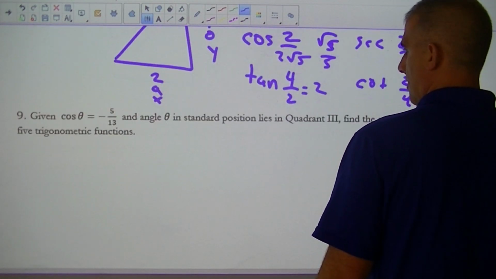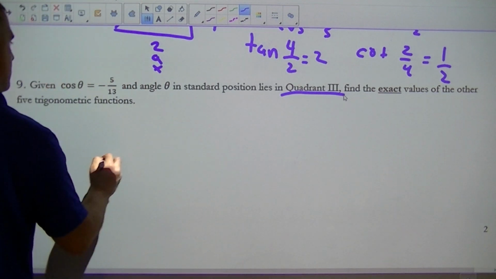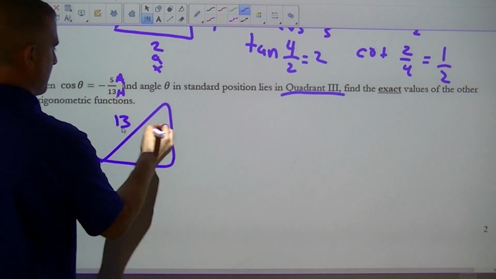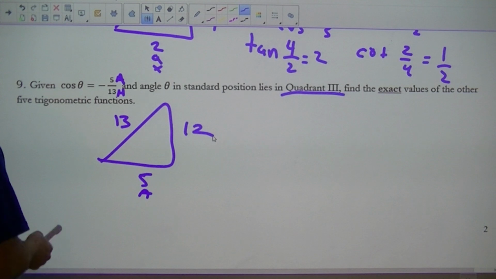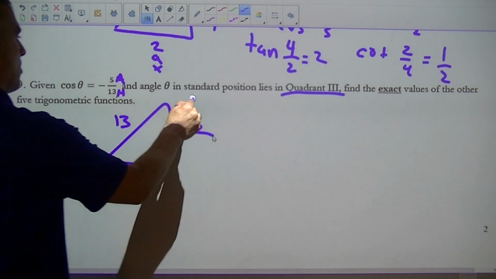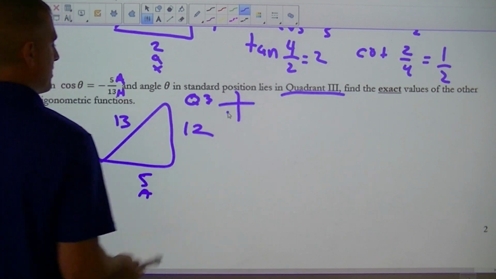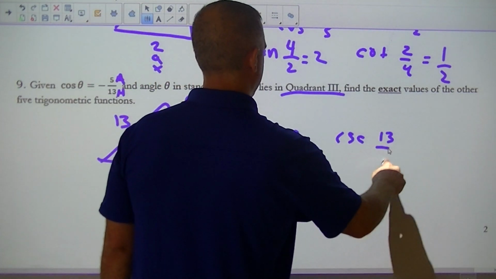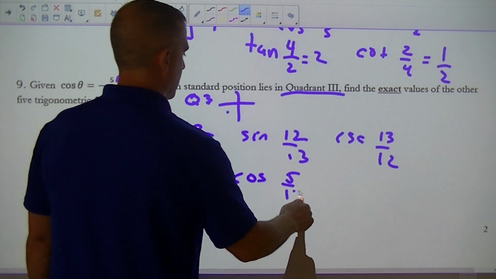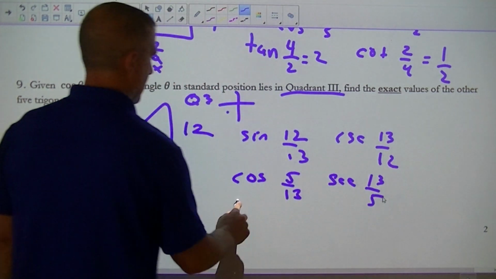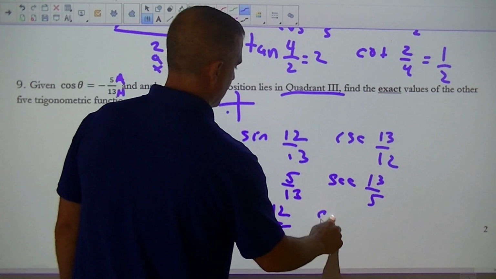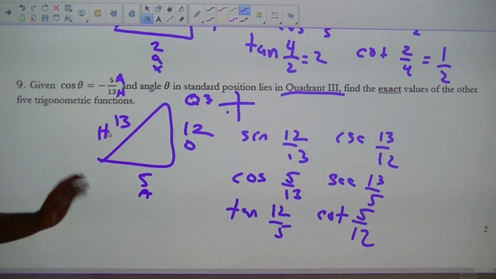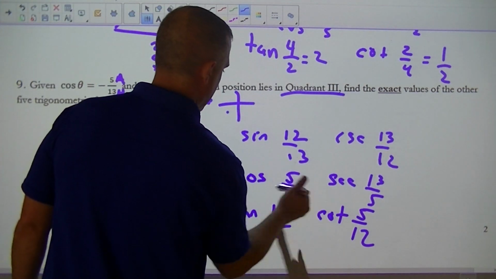Moving on. Similar concept. Quad 3. So what I use is this is A and this is H. Meaning this missing one will be 12. You can use the Pythagorean Theorem or the triples. Now since you're in quad 3, the only things that will be positive are tan and cotangent. So sine is 12 over 13, cosecant 13 over 12. Cosine 5 over 13, secant 13 over 5. Tangent is 12 over 5. Cotangent, 5 over 12. You should be all good at those trig functions. One thing is tangent will be positive, so these will be negative.